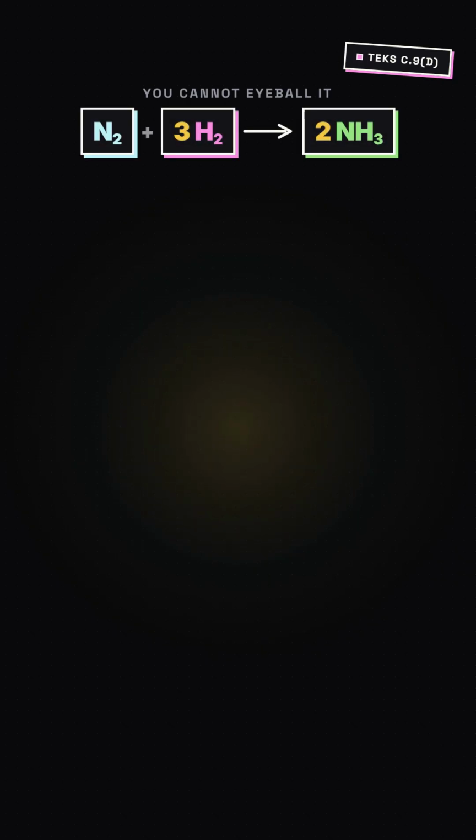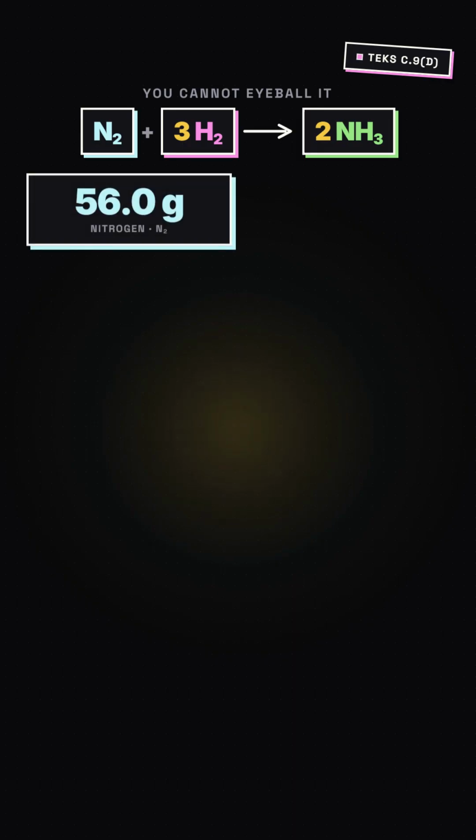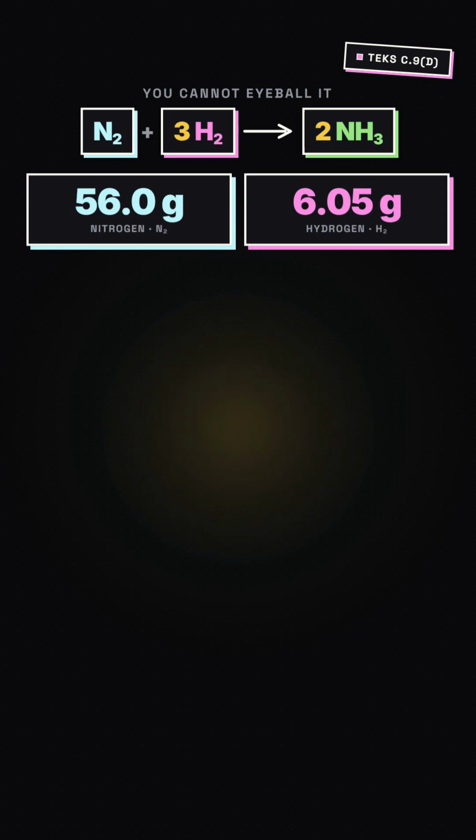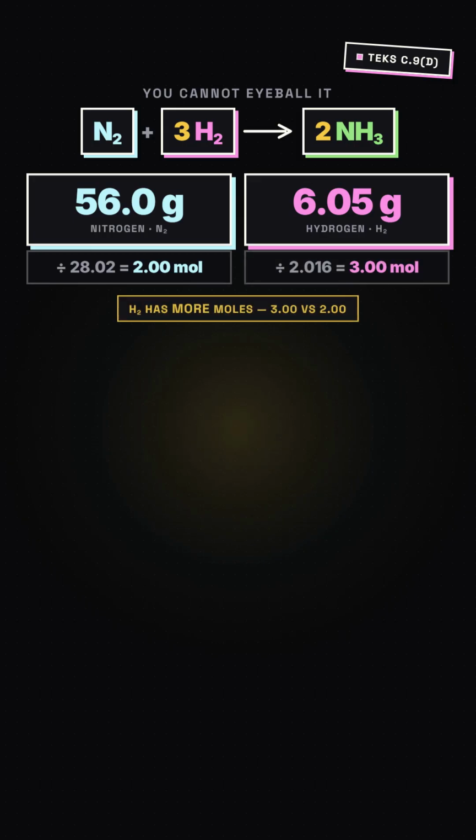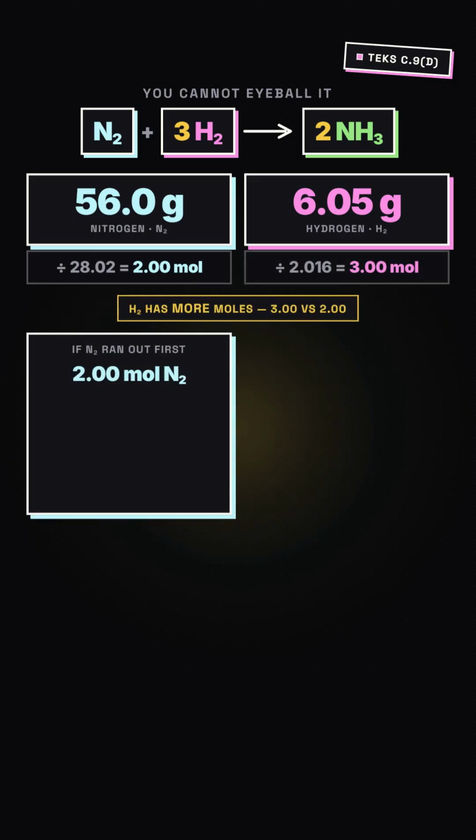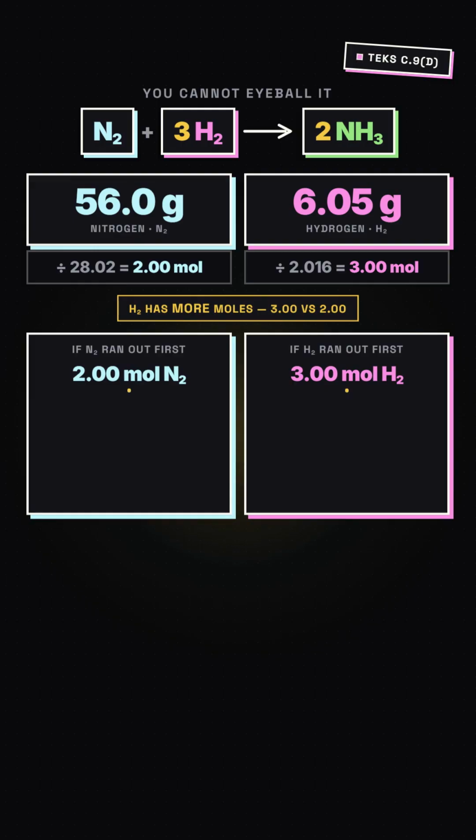Take our old reaction, nitrogen plus 3 hydrogen makes 2 ammonia. You're given 56 grams of nitrogen and 6.05 grams of hydrogen. Convert both to moles, 2 moles of nitrogen, 3 moles of hydrogen. Now run each one all the way down the roadmap as if it were the only thing that mattered.